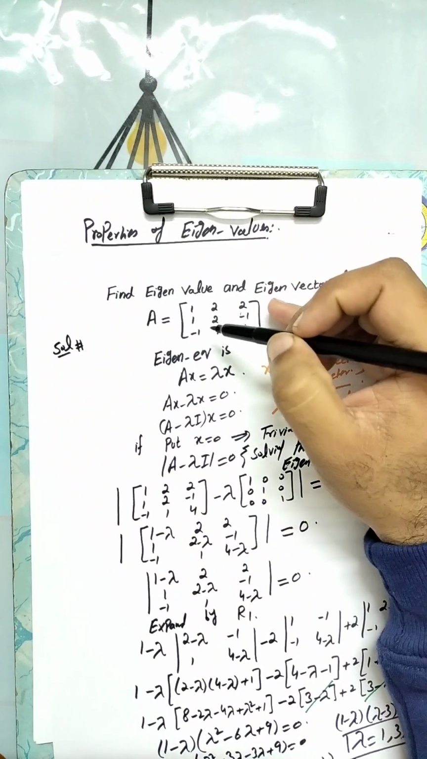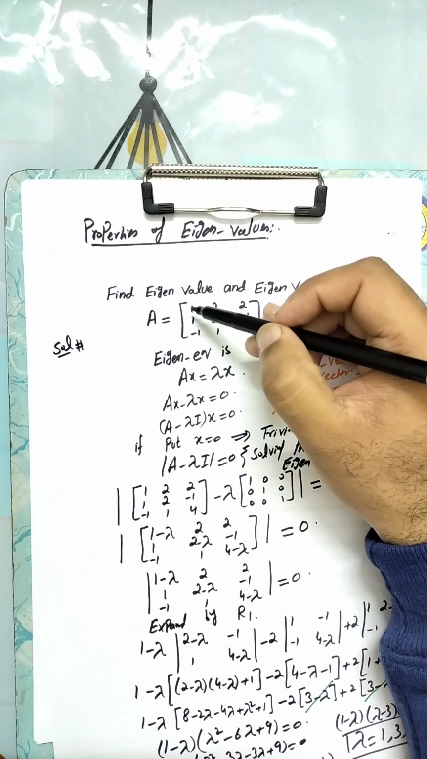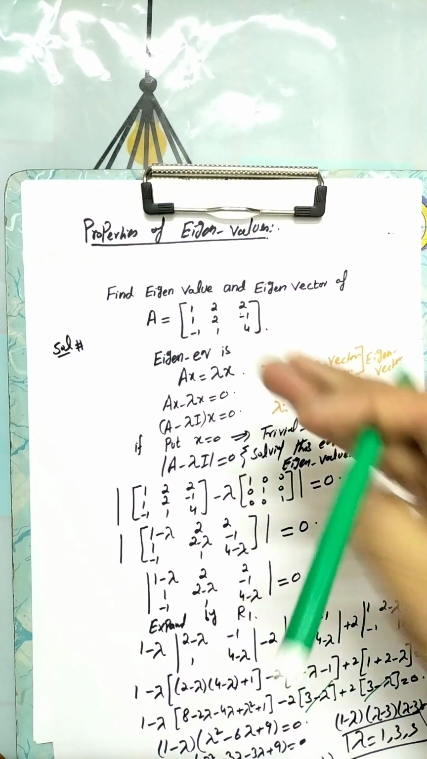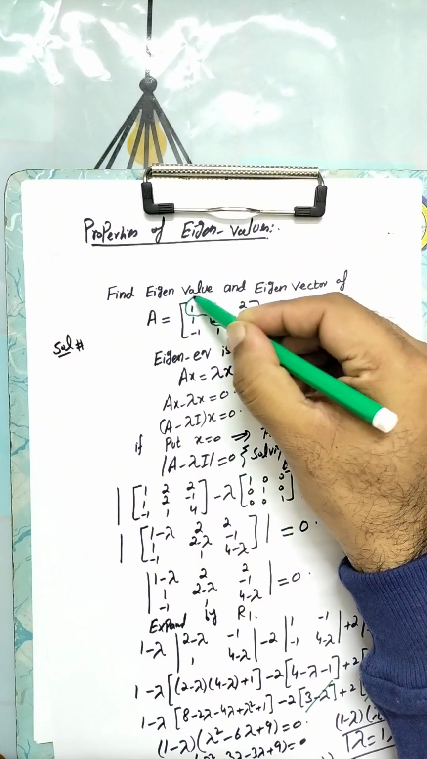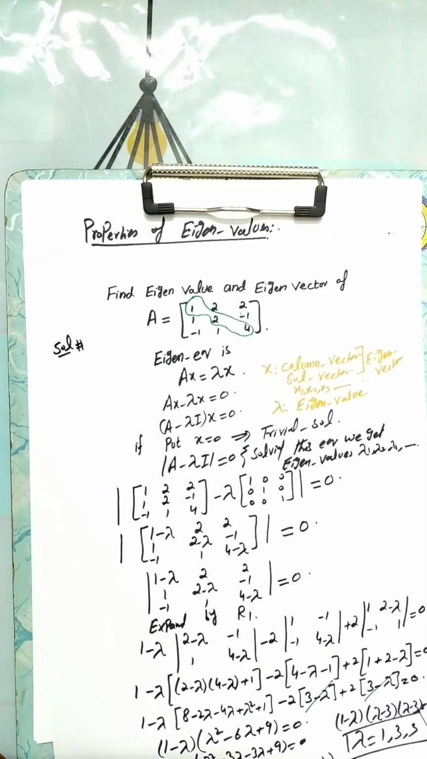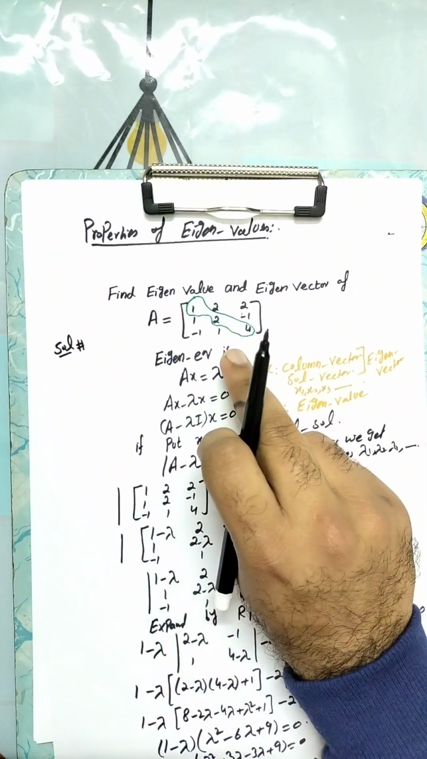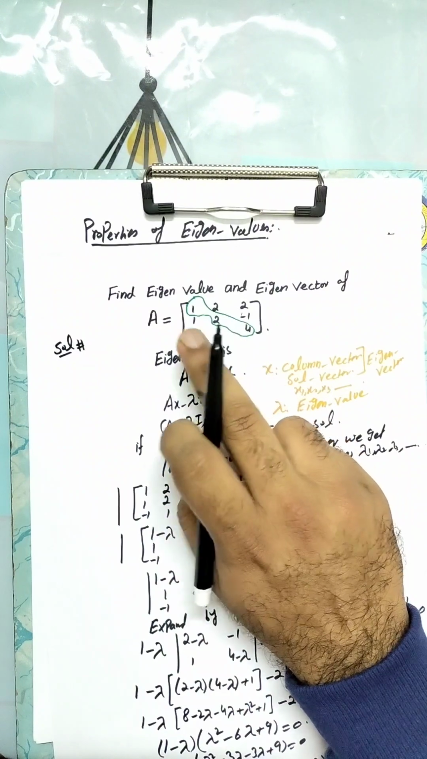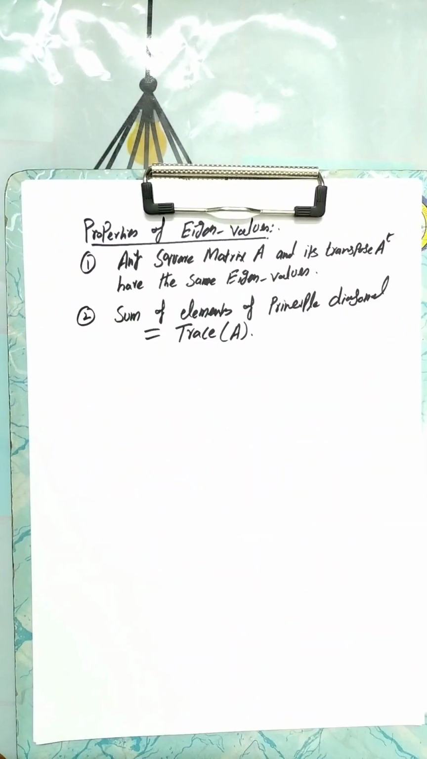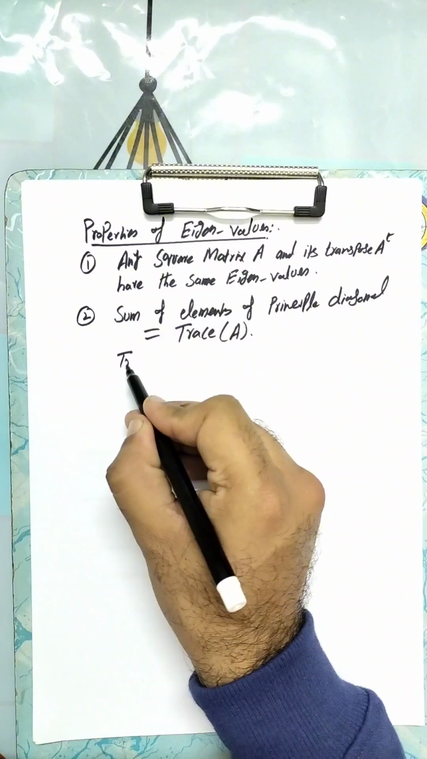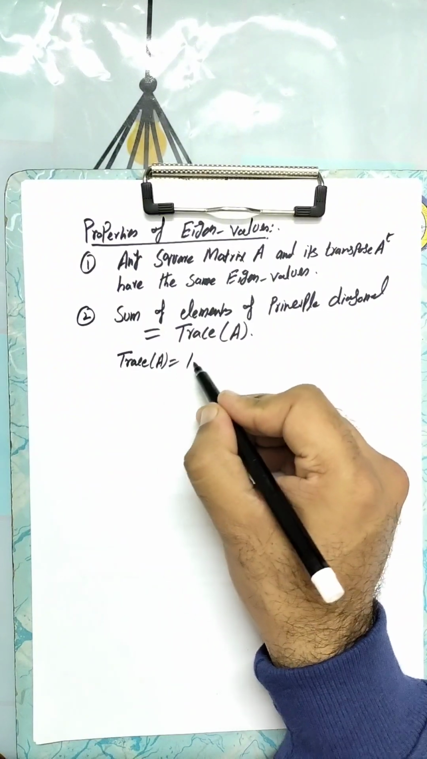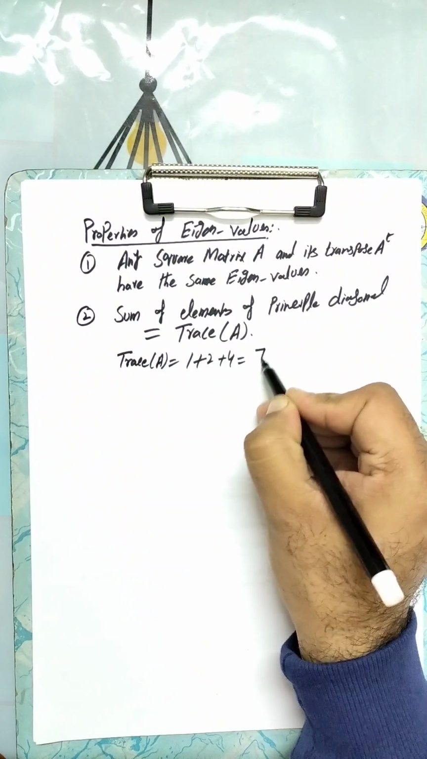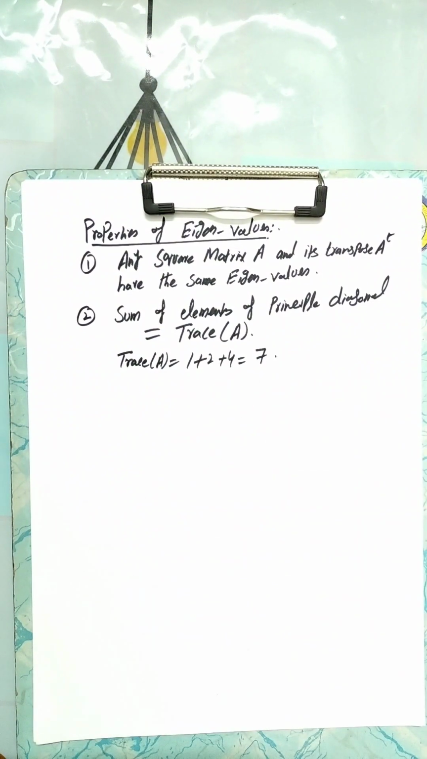So in this question, this is the trace. These are the elements, and if we add these elements, then we get the trace of A. So trace of A in this example is 4 plus 2 plus 1, 4 plus 2 is 6 and 7. So trace of A of our problem is 1 plus 2 plus 4, and this is equal to 7.